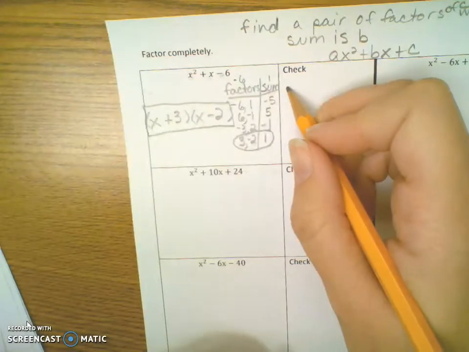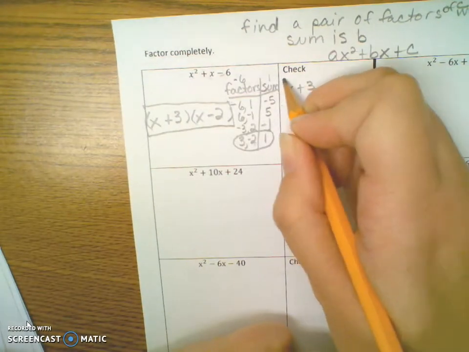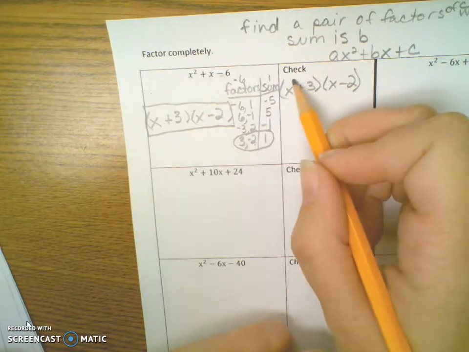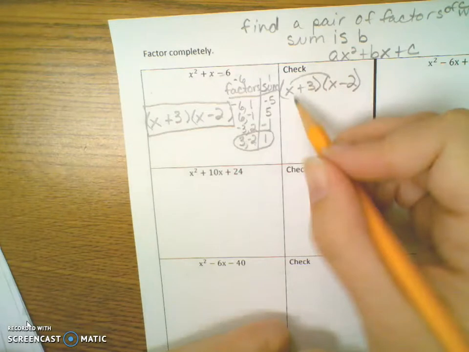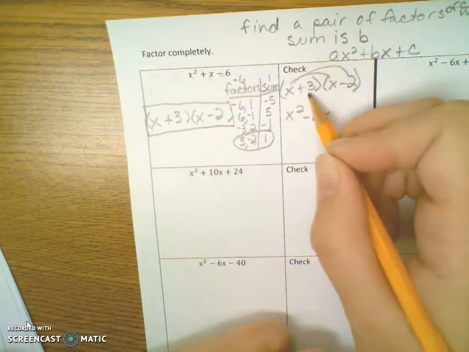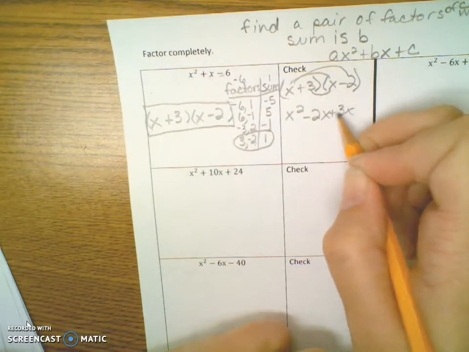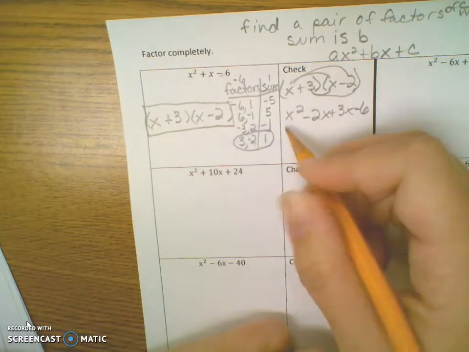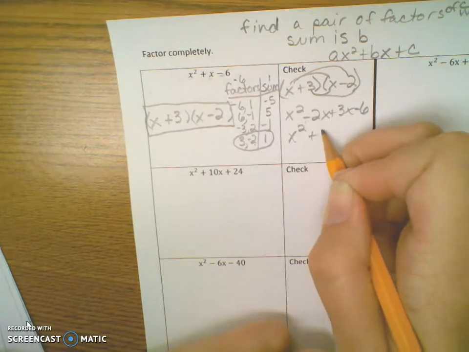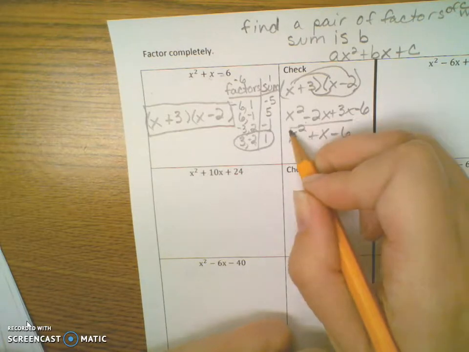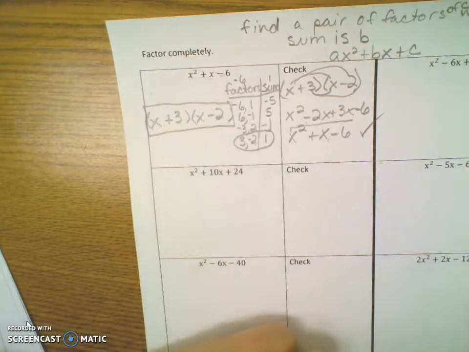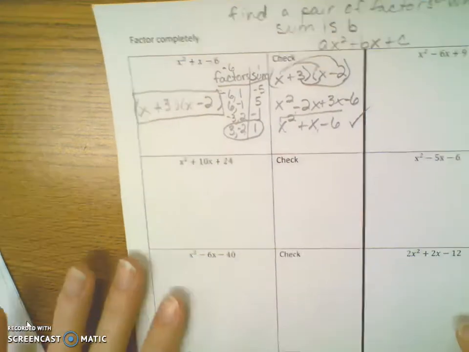And then we're going to go over here and we're going to do our check. So if I do x plus 3 times x minus 2, and I multiply them, x times x is x squared, x times -2 is -2x, 3 times x is 3x, and 3 times -2 is -6. So x squared, -2 plus 3 is +1, so positive x, minus 6, and that checks out, so it works. Okay, let's try another one.